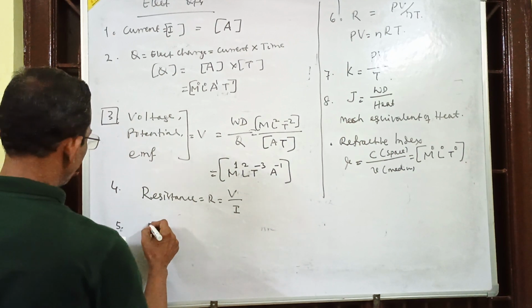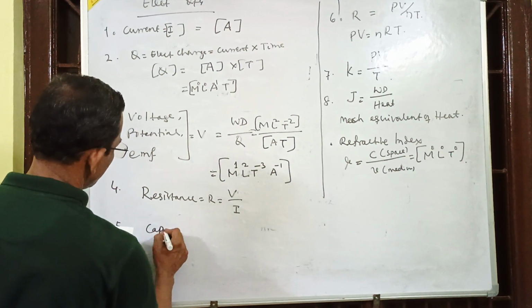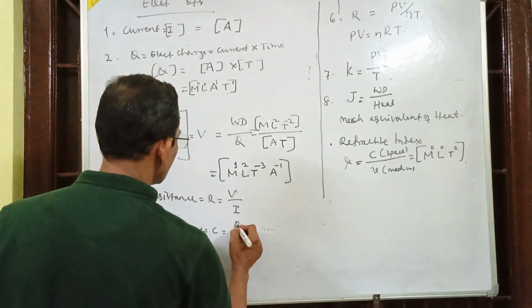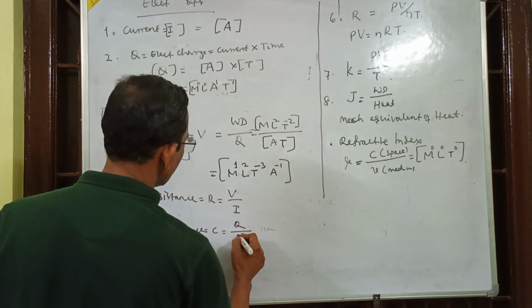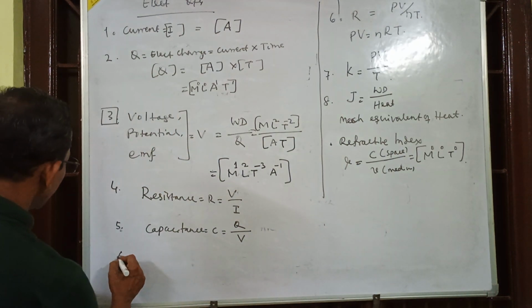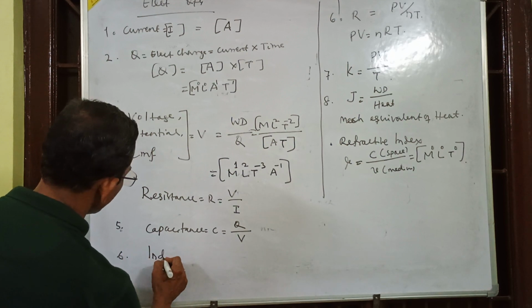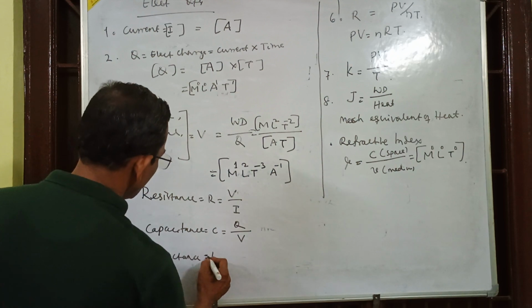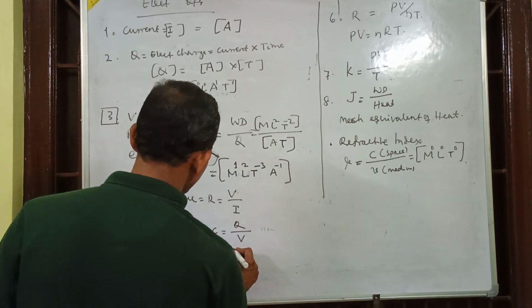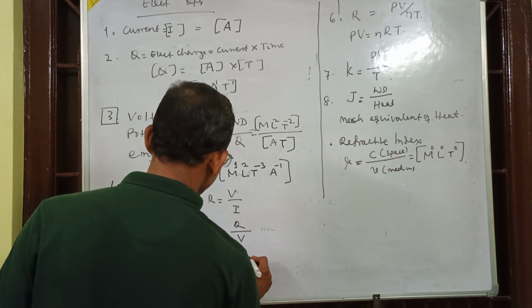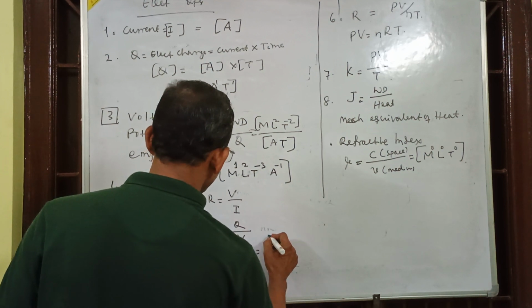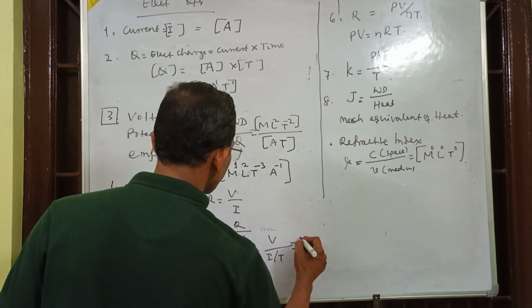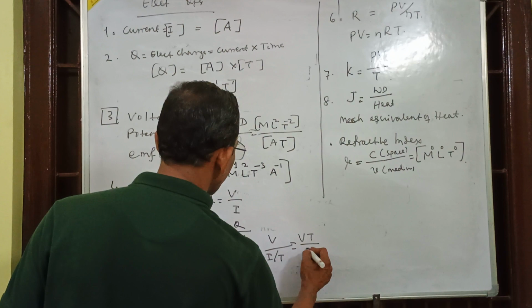Then capacitance C is equal to Q upon V. Next is inductance L, equal to E upon dI by dt, or V T upon I.